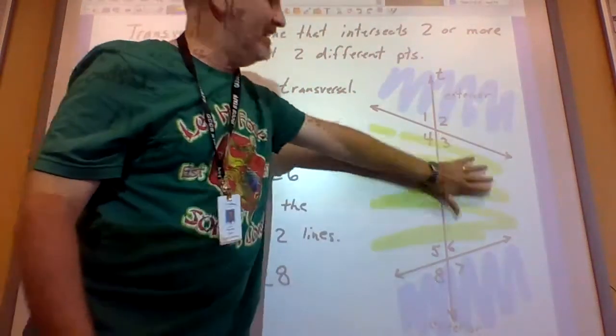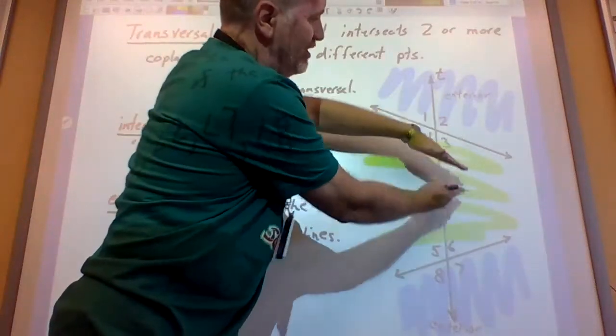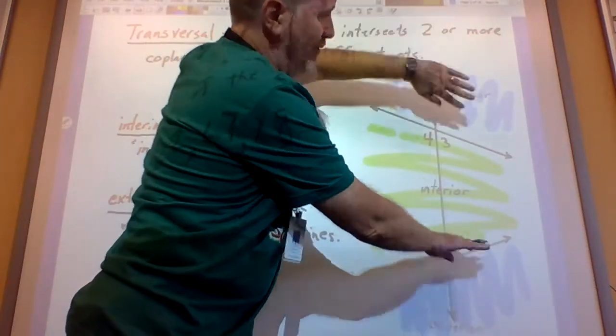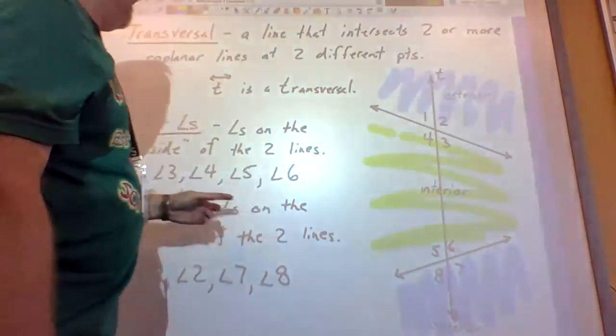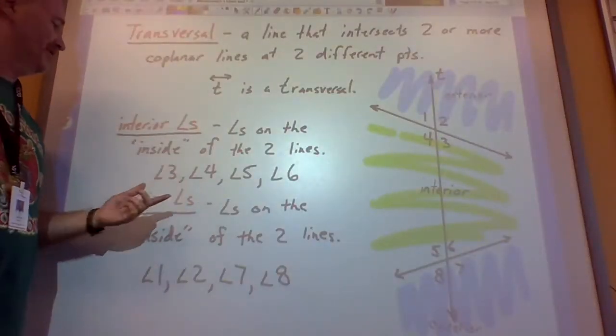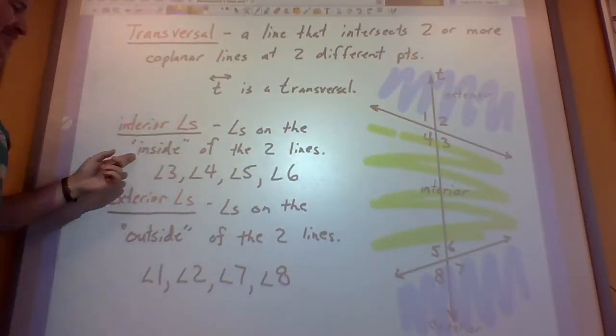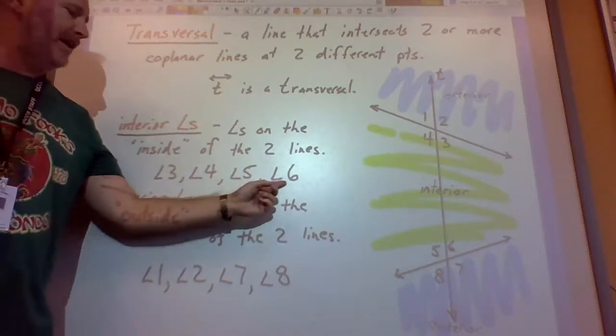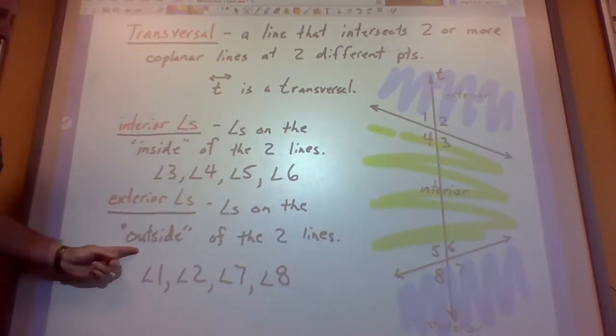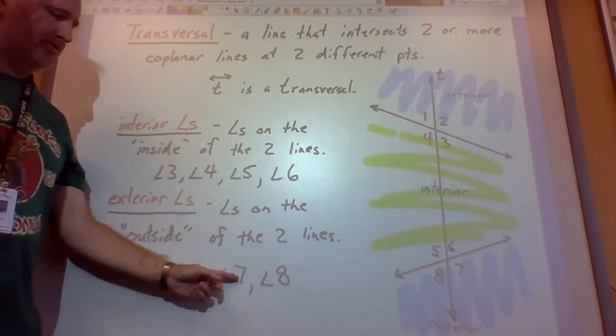So you've got an inside, which is in between the two lines, and then an outside, which is outside the two lines. All right. And I've basically summed up what this says. Interior, and those angles are 3, 4, 5, and 6. The exterior angles are outside of the two lines. That's 1, 2, 7, and 8.